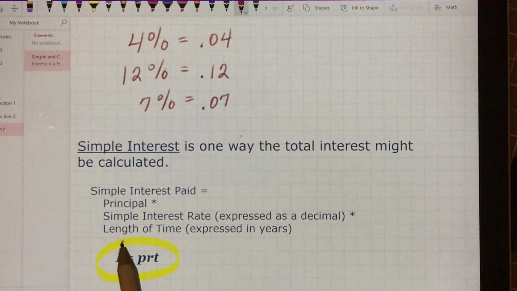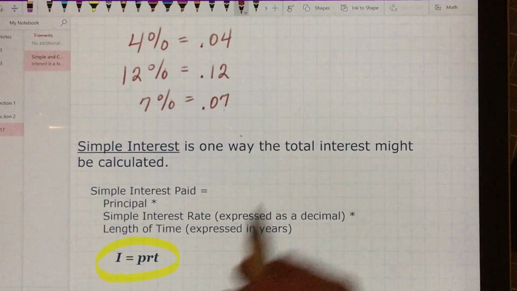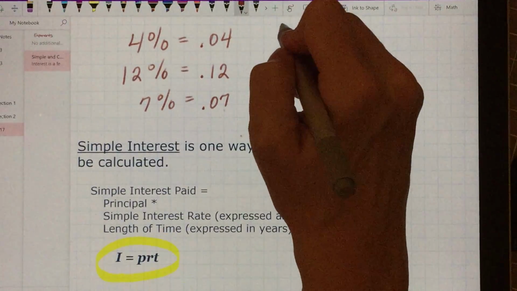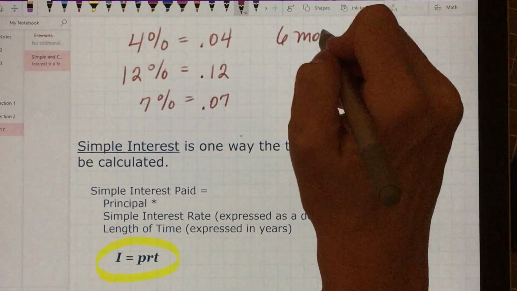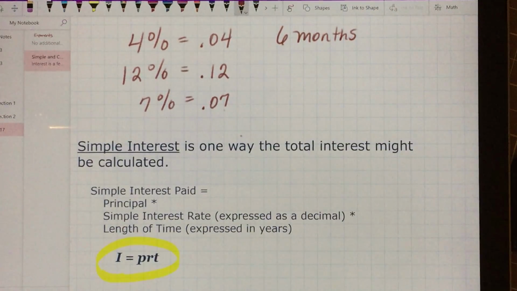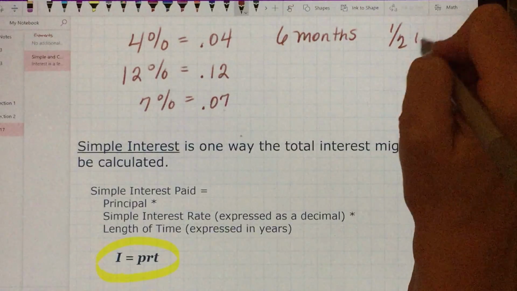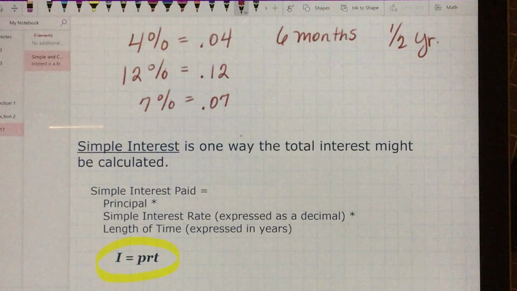We also need to talk about expressing the length of time in years. If you're told that your loan is 2 years, that's simple enough. We put in the number 2. But if you're told that the length of the loan is, say, 6 months, we have to express this in years. Now, we may intuitively know that 6 months is a half of a year, and that's great if we know that.